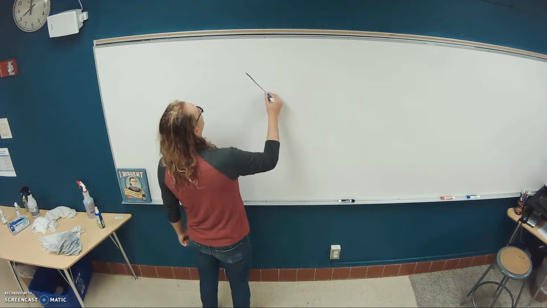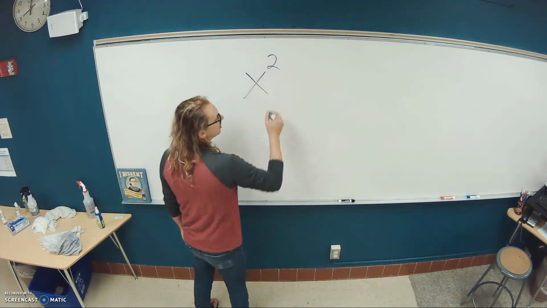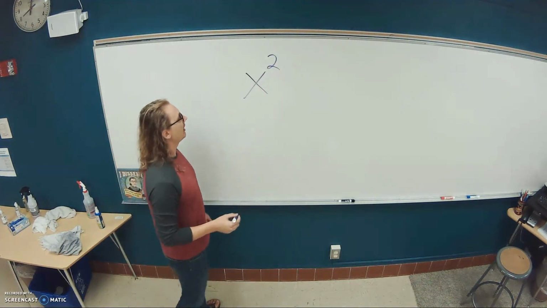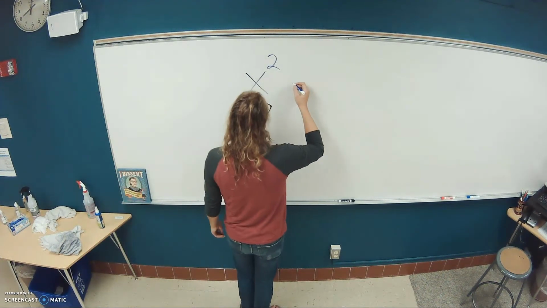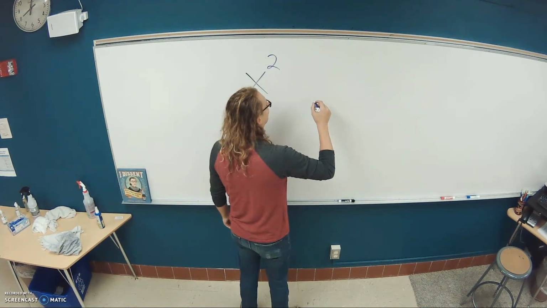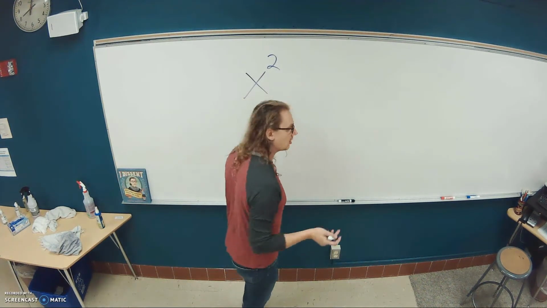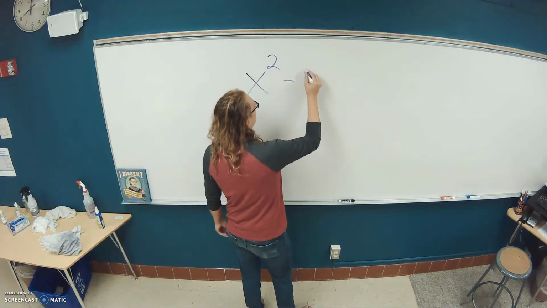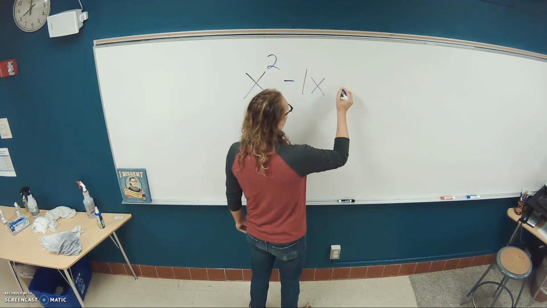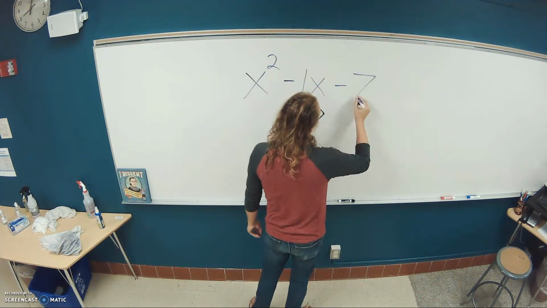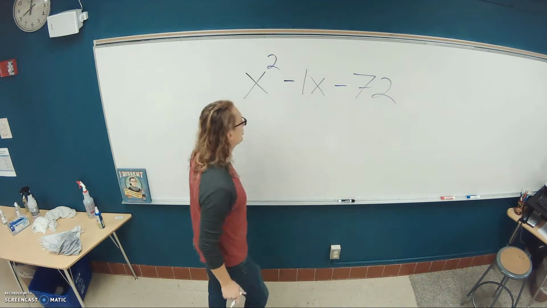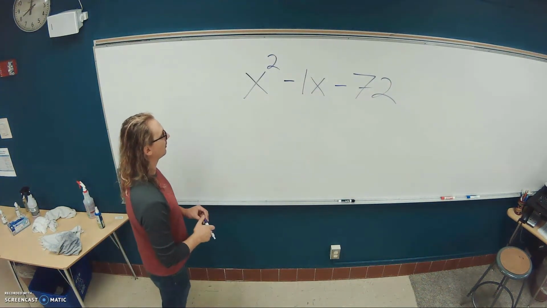So we'll always have, at least for this assignment, start with an x squared. After that, let's throw in like, I like that number. Let's do a minus 1x, minus 72, which I believe will work for me.